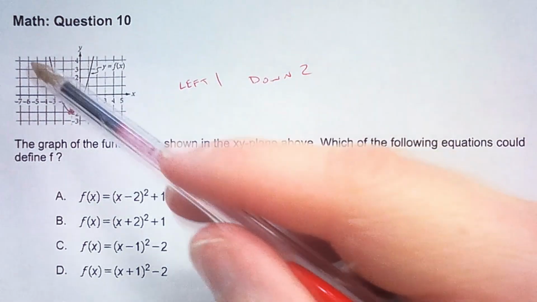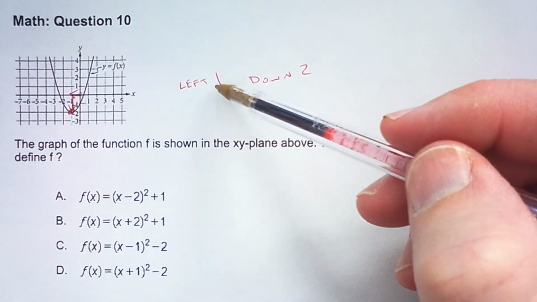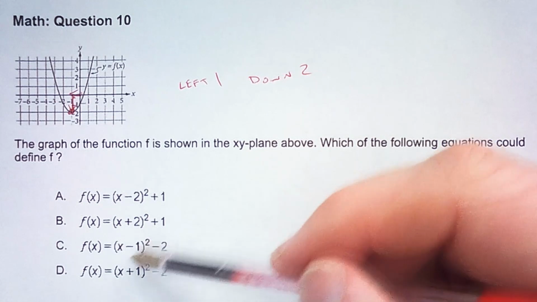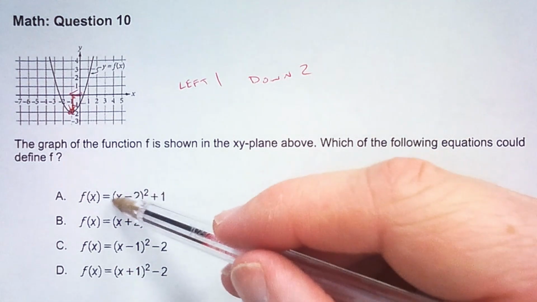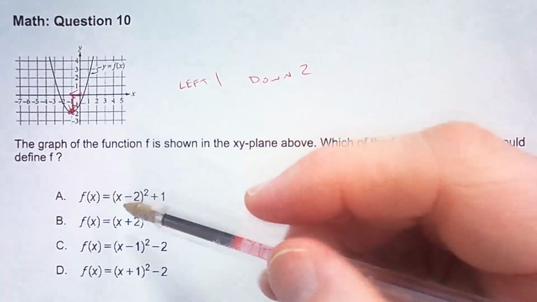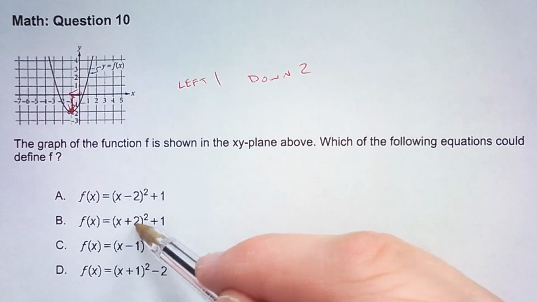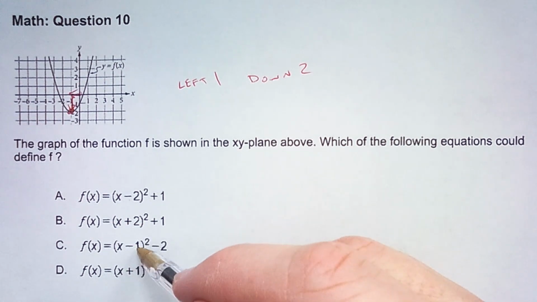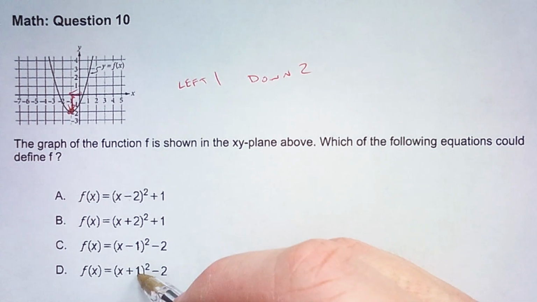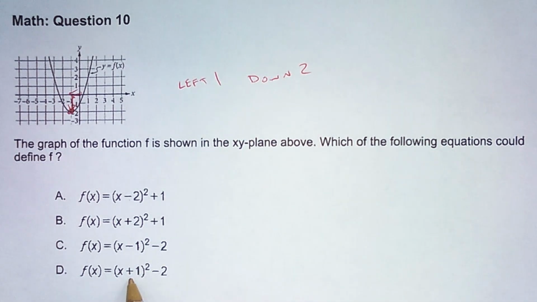Now in order to shift a parabola, which this is, to the left, inside of these parentheses, we've got to have a plus. So inside the parentheses, it moves opposite the sign. So this minus 2 means it shifts right 2. And this plus 2 is left 2. And this minus 1 is right 1. And this plus 1 is left 1. This is the only one that shifts left 1. And this minus 2 outside of the parentheses means down 2. Option D.